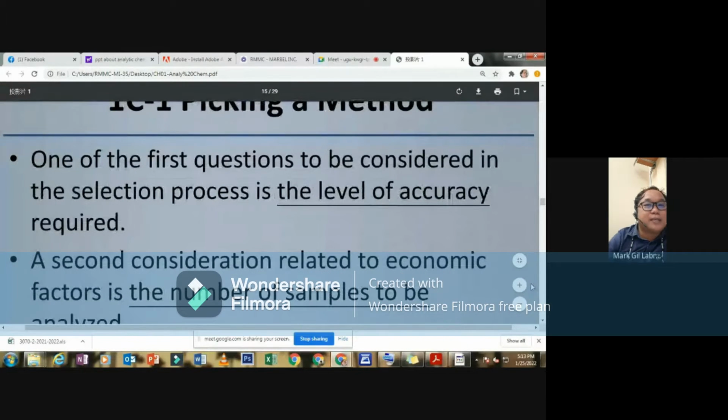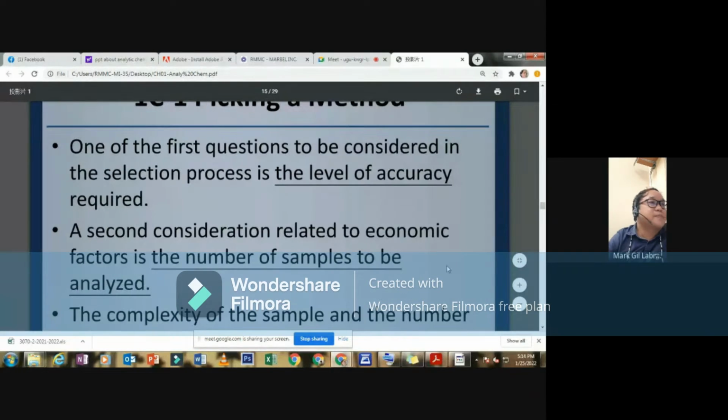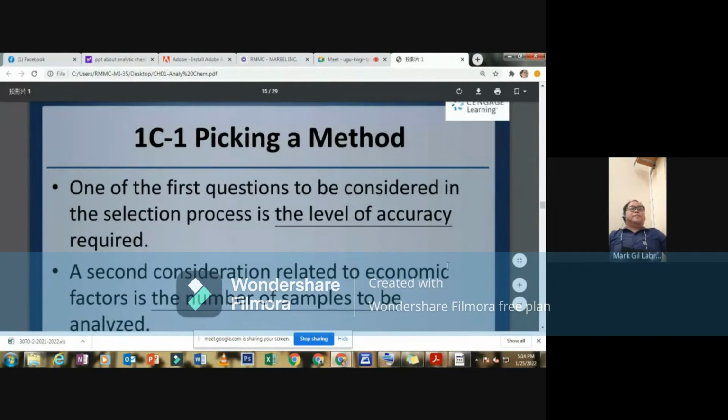What do you mean by that? Classical wet chemical method and modern instrumental method, sir. Okay, so there are two types of method, no? So pwede siyang wet or yung tinatawag natin the classical method. And the other one is the instrumental method, meaning we are going to use some of our modern instruments.